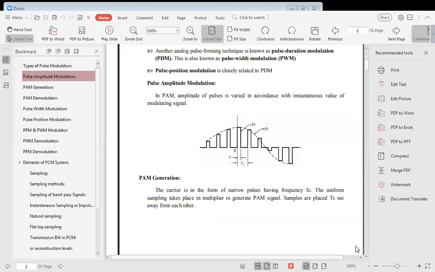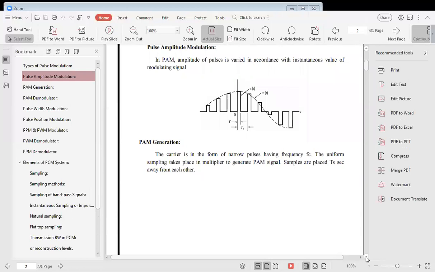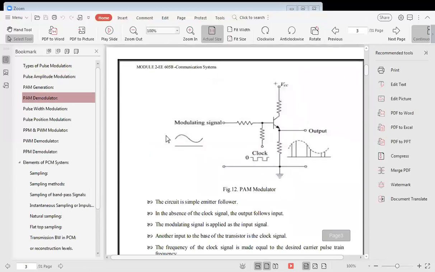How is PAM, pulse amplitude modulation, generated? This is done simply. This is the modulating signal and this is the clock signal. Both are applied to the base of a transistor, and with suitable bias we get the output from the emitter. This is an emitter follower type of structure. The circuit is a simple emitter follower. In the absence of the clock signal, the output follows the input.